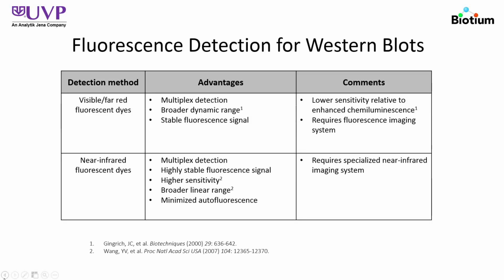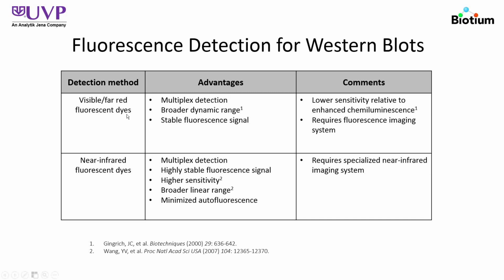I'd like to start by just going over some of the advantages of fluorescence detection for Western blotting compared to chemiluminescence. The main advantage of using fluorescent dyes is the ability to perform multiplex detection. That is, to detect more than one target on the same blot simultaneously using dyes of different colors. Because chemiluminescence produces only one color, each target must be detected independently, and the blot has to be stripped of the antibodies and reprobed in order to detect a second target on the same blot.